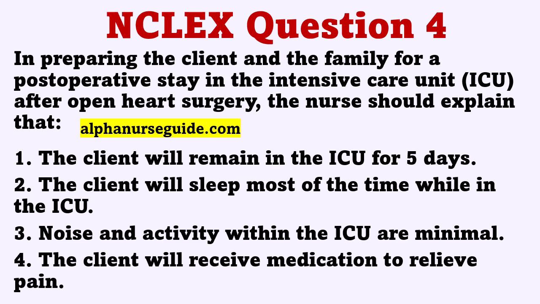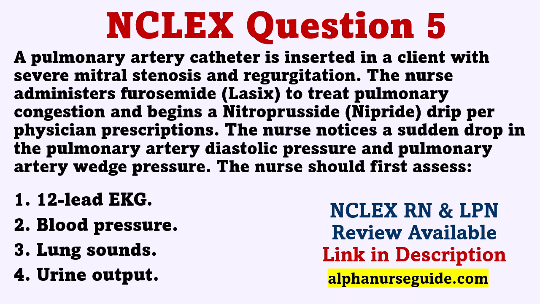A pulmonary artery catheter is inserted in a client with severe mitral stenosis and regurgitation. The nurse administers furosemide, Lasix, to treat pulmonary congestion and begins a nitroprusside, Nipride, drip per physician prescriptions. The nurse notices a sudden drop in the pulmonary artery diastolic pressure and pulmonary artery wedge pressure. The nurse should first assess 1. 12-lead EKG. 2. Blood pressure. 3. Lung sounds. 4. Urine output.